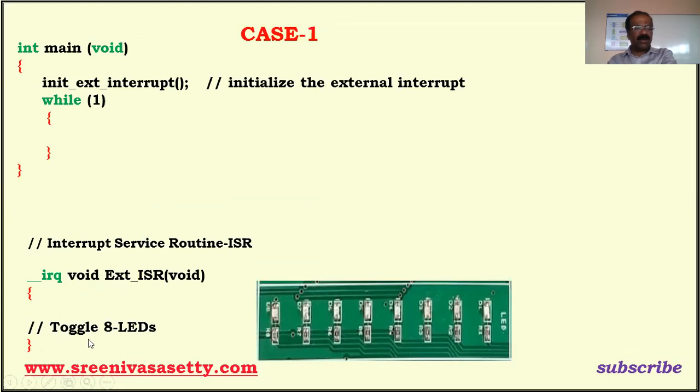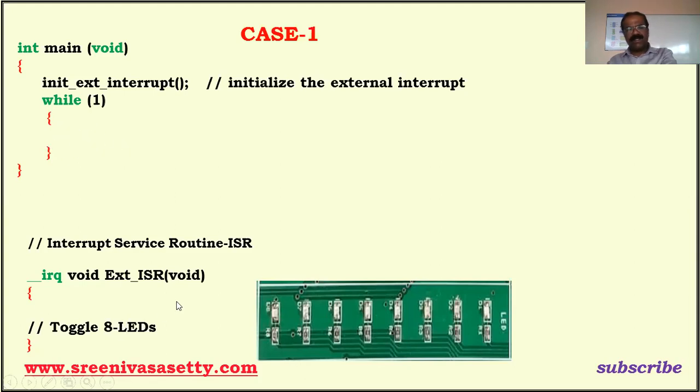Here I'm writing a program to toggle 8 LEDs. It makes all 8 LEDs on or off. If all are on, it is going to make them off. If all are off, it's going to make them on. Then after performing this job, it will go back and continue with whatever is available within this infinite loop, and keep executing it.